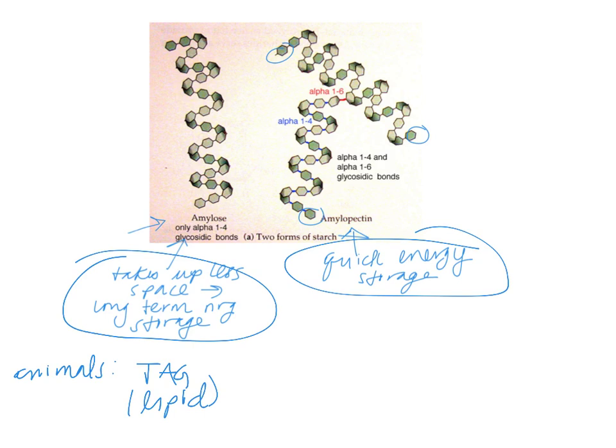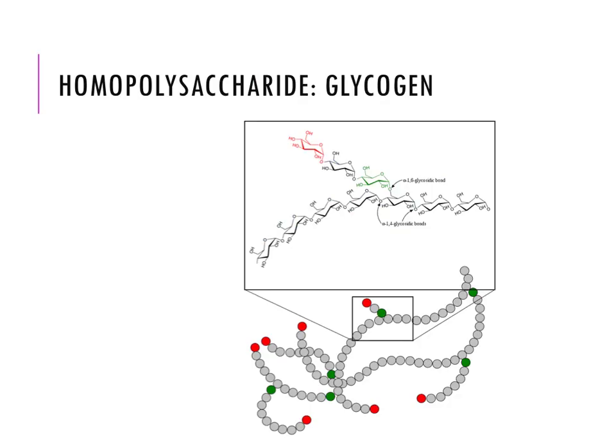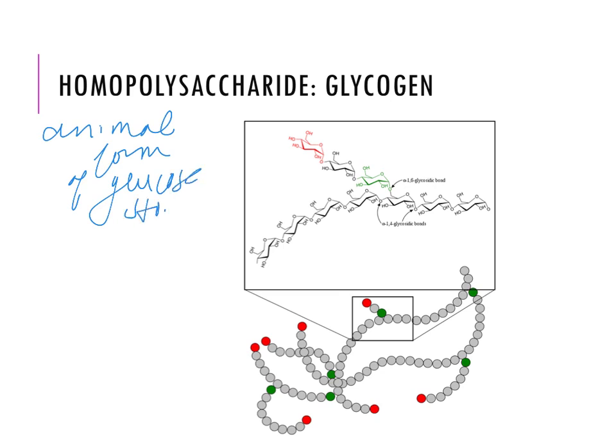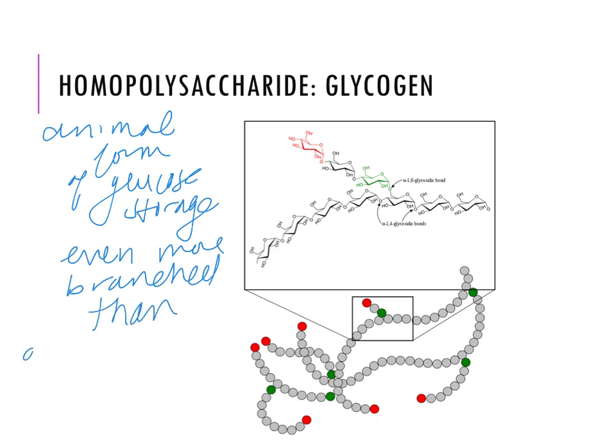So for animals, our quick energy storage is called glycogen, which is a sugar. So glycogen is the animal form of glucose storage or sugar storage. And it is even more branched than amylopectin. Okay, lots and lots of branching.